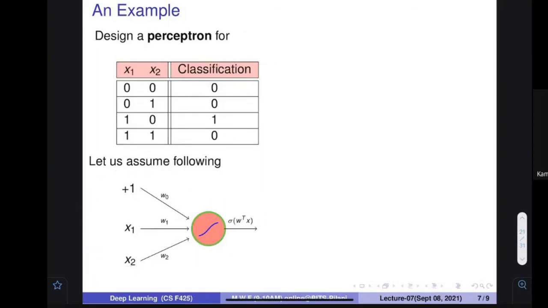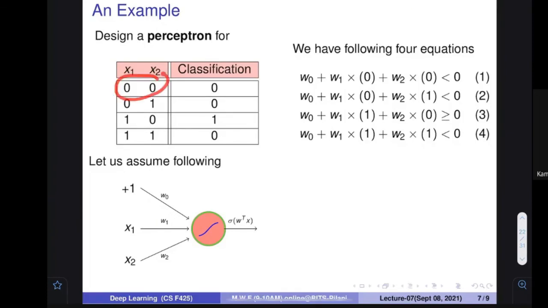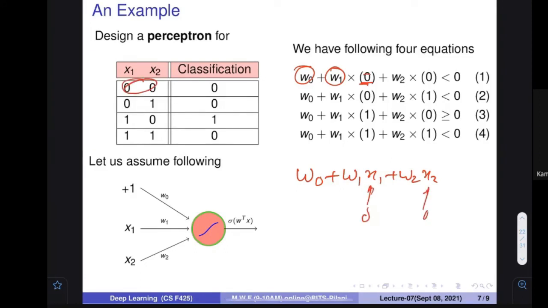Let me assume that this is the design where W0, W1, W2 are there. I have to find out these values. For this particular condition, what is the condition? It is W0 plus W1 X1 plus W2 X2, and this should be positive or negative. When the input is 0, 0, this is 0 and this is also 0. I have put 0 and 0 over here. This value should be less than 0. This is the condition.